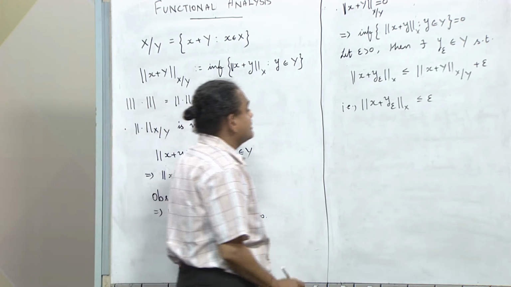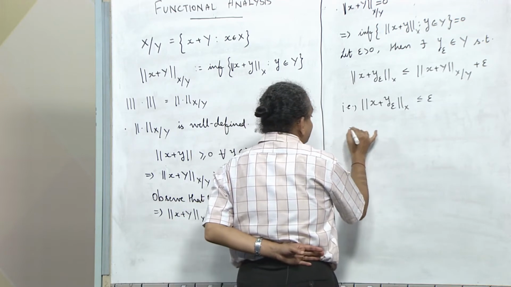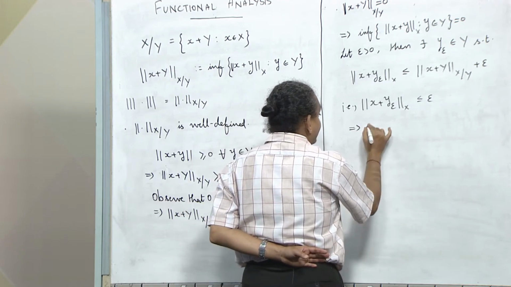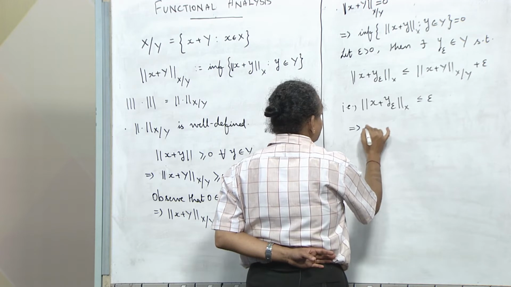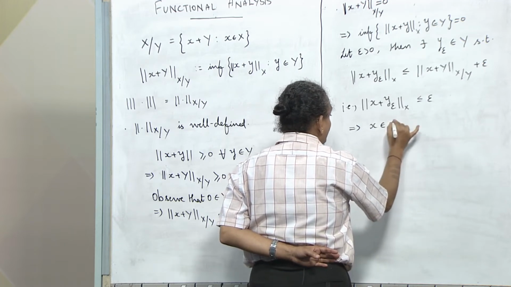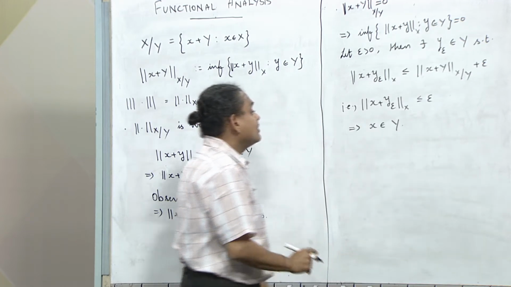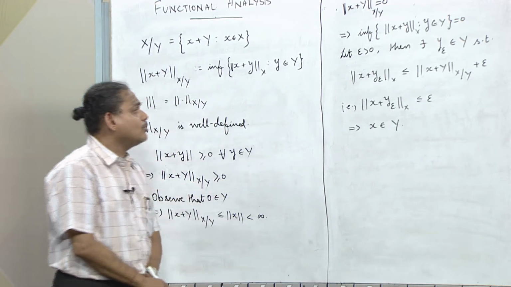So, what does it tell us? So, this tells us that this x belongs to capital Y. Well, how does it follow that x belongs to capital Y?